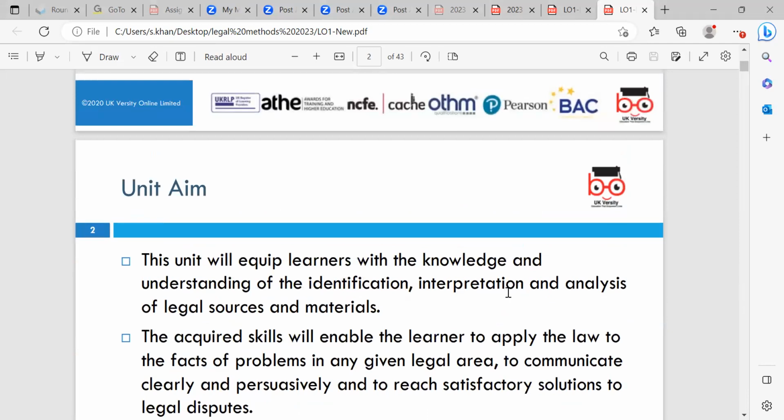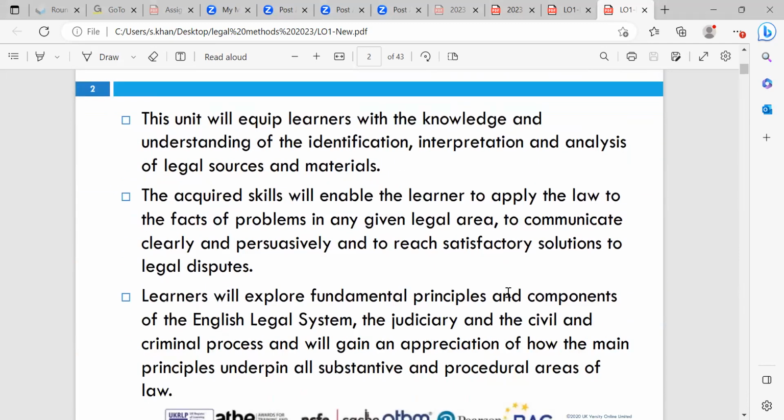The aim of the session, and the unit aim, is to equip the learner with the knowledge and understanding of identification, interpretation and analysis of legal sources and materials. The acquired skills will enable the learner to apply the law to the facts of the problems in any given legal area, to communicate clearly and persuasively, and to reach a satisfactory solution to legal disputes.